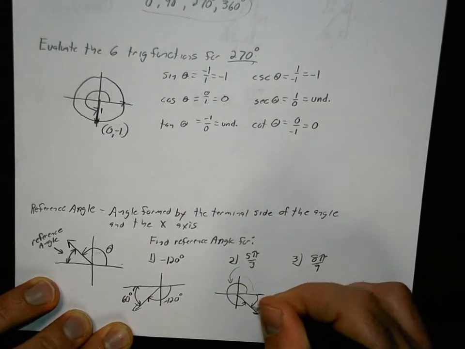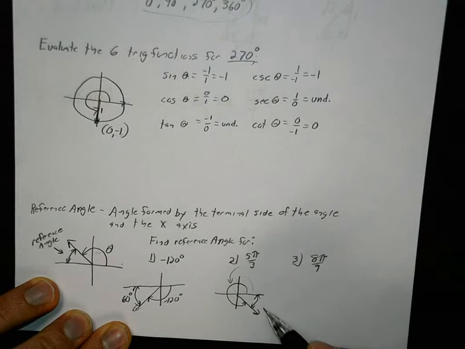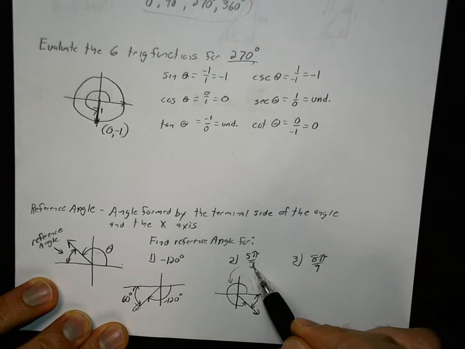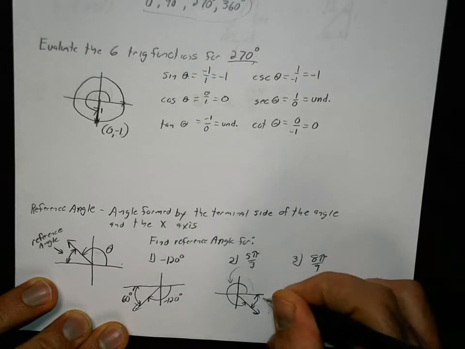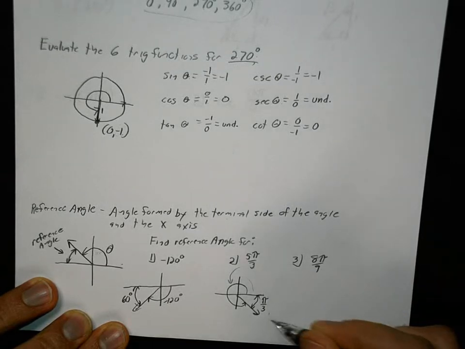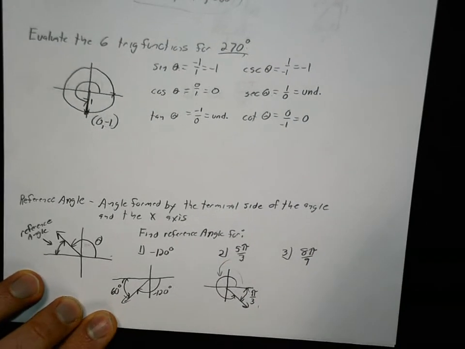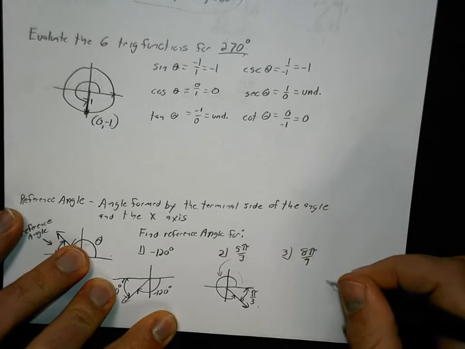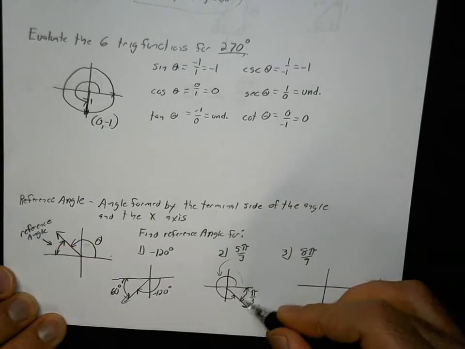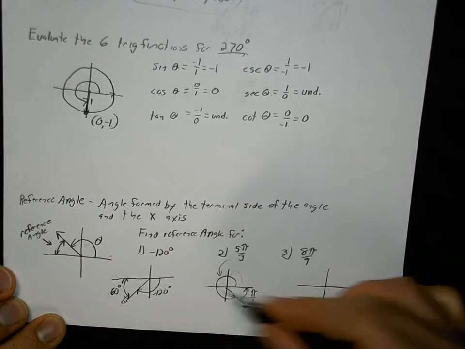So then, what do I have left for a reference angle? Now think of it, 2 pi is the distance around the whole circle, which would be 6 pi over 3. So I'm pi over 3 short of getting all the way around that circle. So pi over 3 is my reference angle, which is equivalent to 60 degrees. It's always the acute angle it makes with the x-axis.